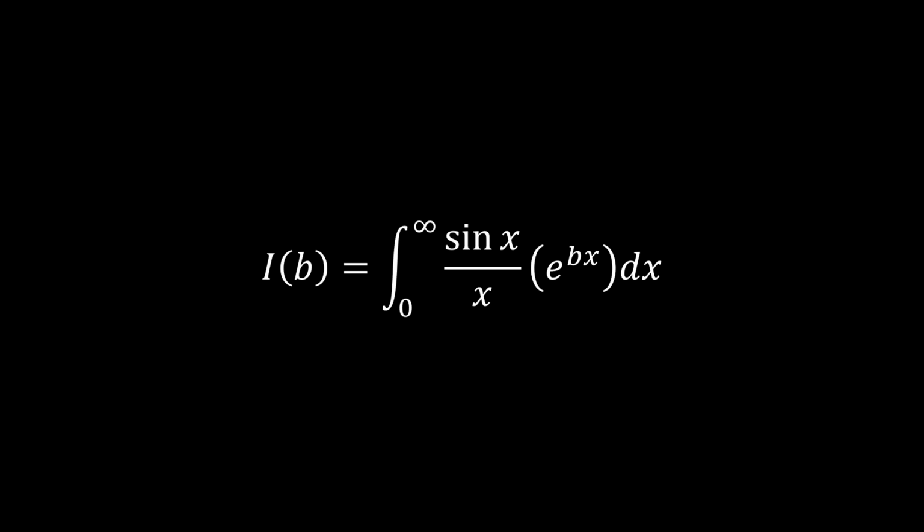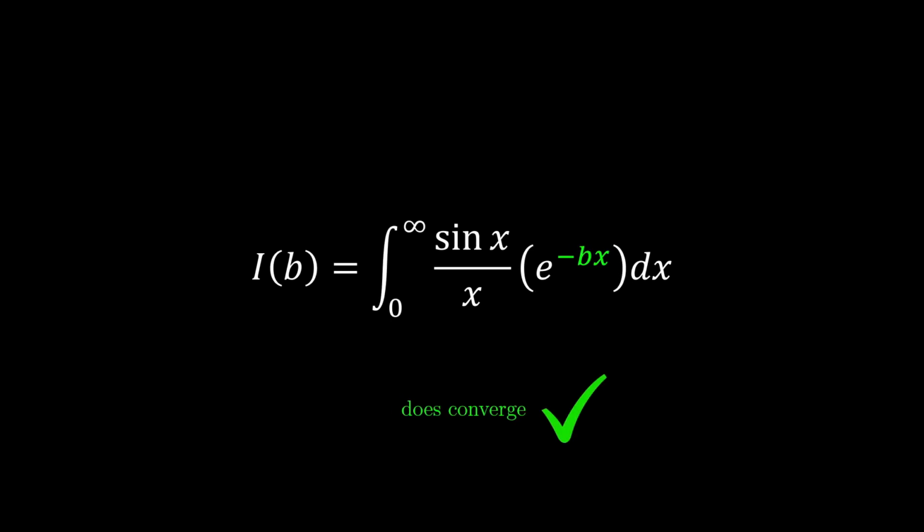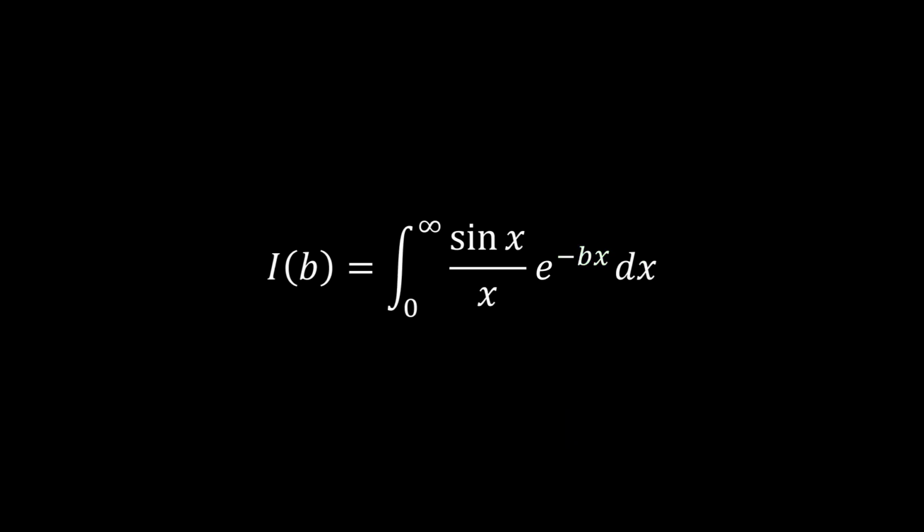So now that we have this alternate way of expressing the problem, there is still one major issue with our equivalent integrand, and that is it does not converge as x goes to infinity due to the e to the positive x factor. We can fix this issue pretty easily by simply flipping the sign on the exponent, which results in the exponential factor going to 0 as x goes to infinity, producing a converging integral.